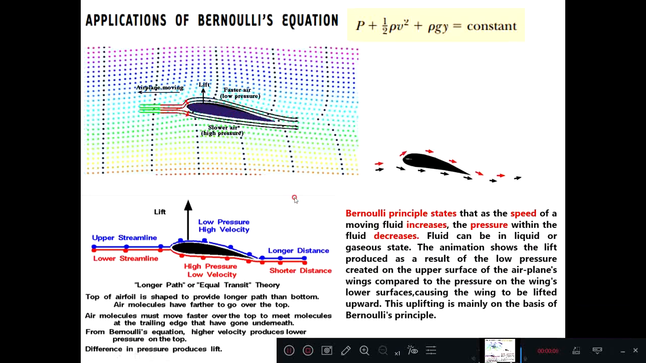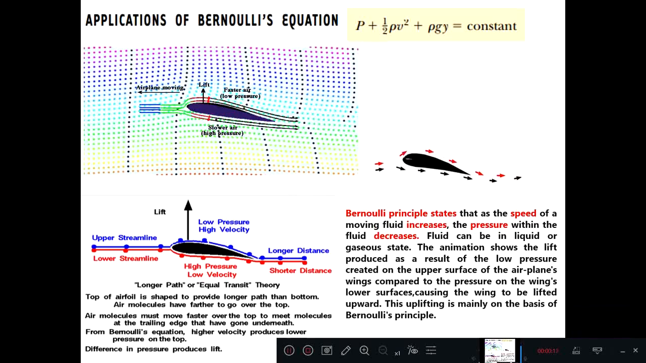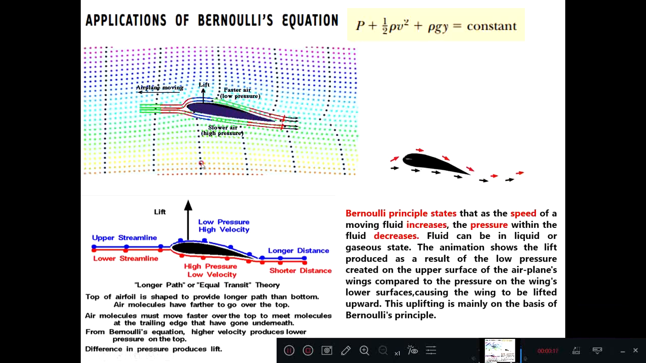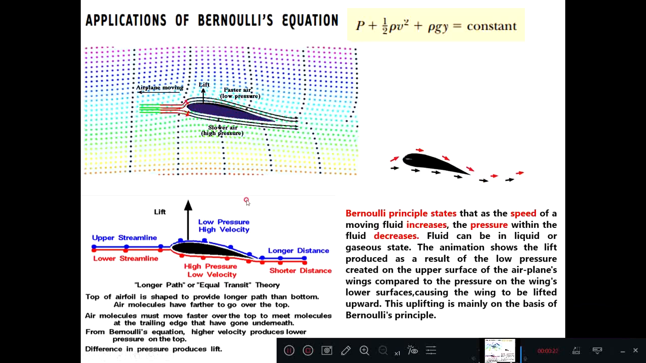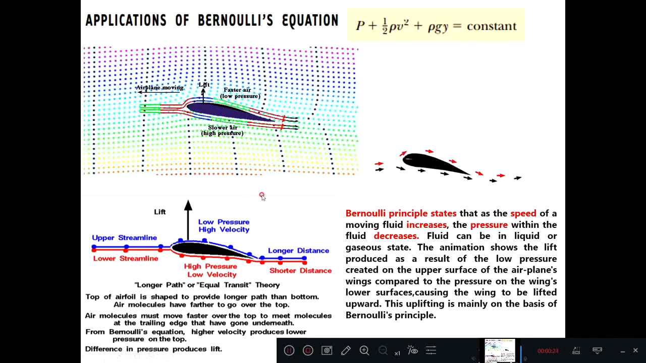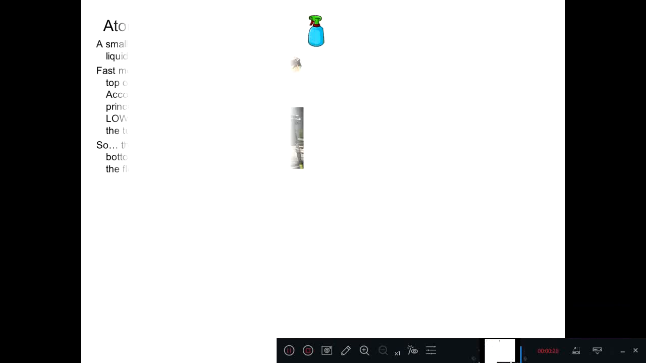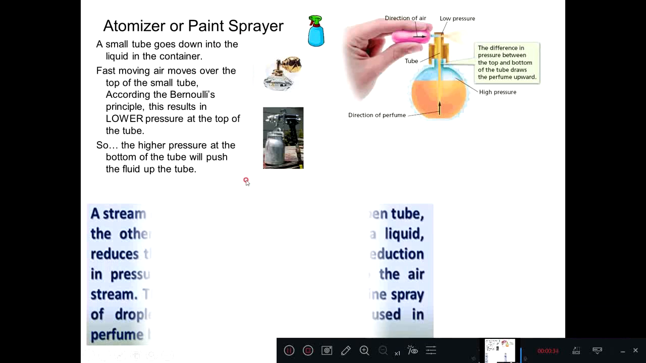In the previous lecture we discussed applications of Bernoulli's equation. These are some of the applications we discussed, as to how the pressure and velocities are related to each other, and based on that we discussed many applications, that is, an atomizer or a paint sprayer, and how they work.